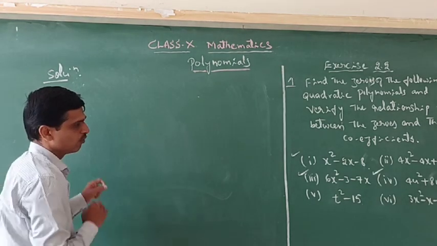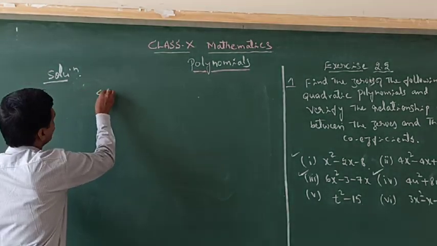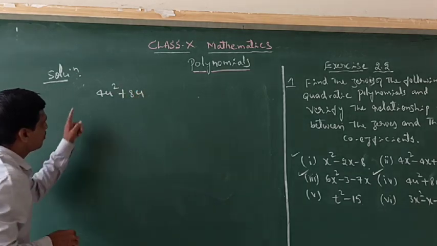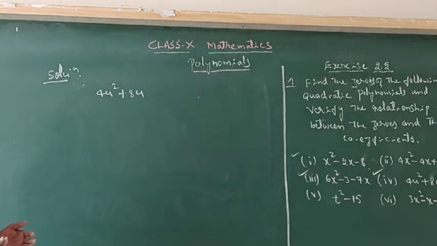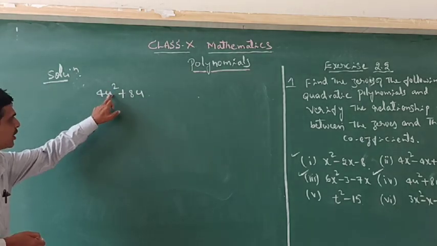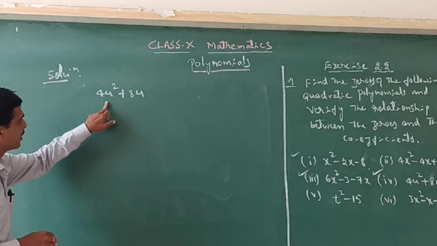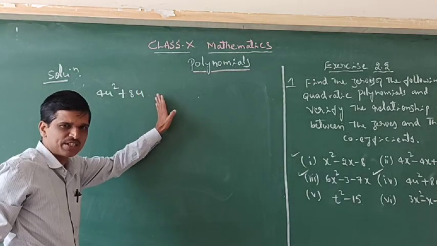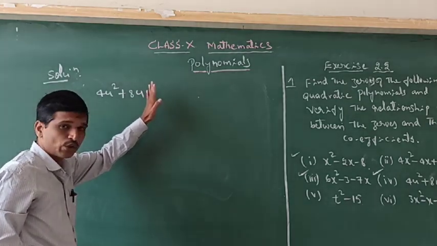Now consider the fourth solution, example number 4: 4u square plus 8u. It is also a polynomial. Consider whether it is linear, quadratic or cubic. Yes, of course the degree is 2. Highest power is 2, that is why it is a quadratic polynomial. Of course, it is ax square plus bx plus c, but c is not mentioned over here, that is c is equal to 0.